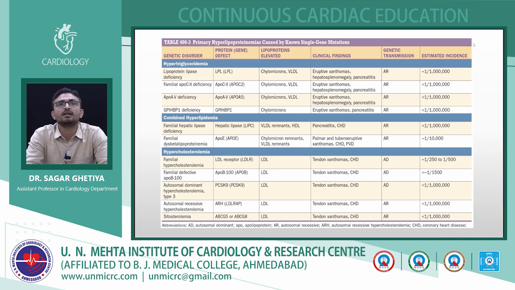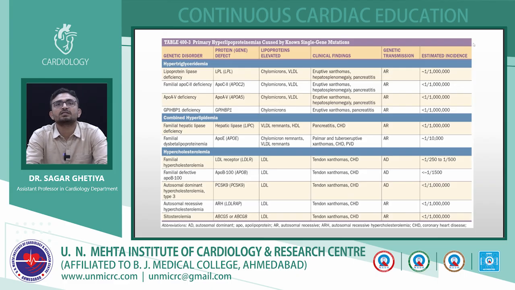Hypertriglyceridemia has different classes like lipoprotein lipase deficiency, familial ApoC2 deficiency, ApoA5 deficiency, and GPIHBP1 deficiency. ApoC2 helps as an LPL activator, so its deficiency will lead to increased triglycerides. While GPIHBP1 is an anchor protein which helps in LPL binding to capillary cells, so its deficiency also leads to increased triglyceride level.